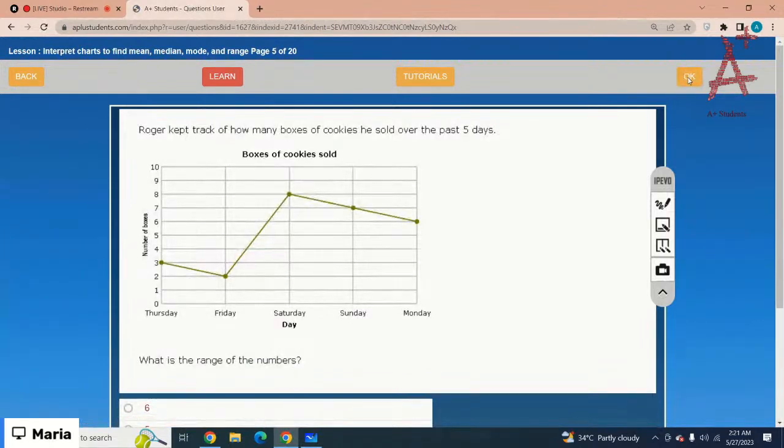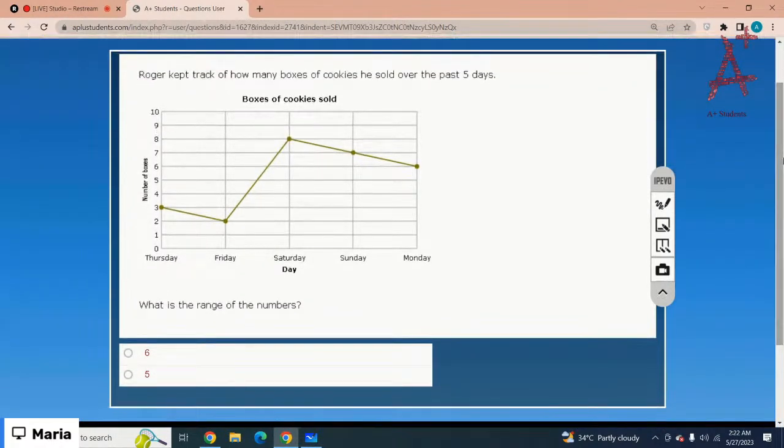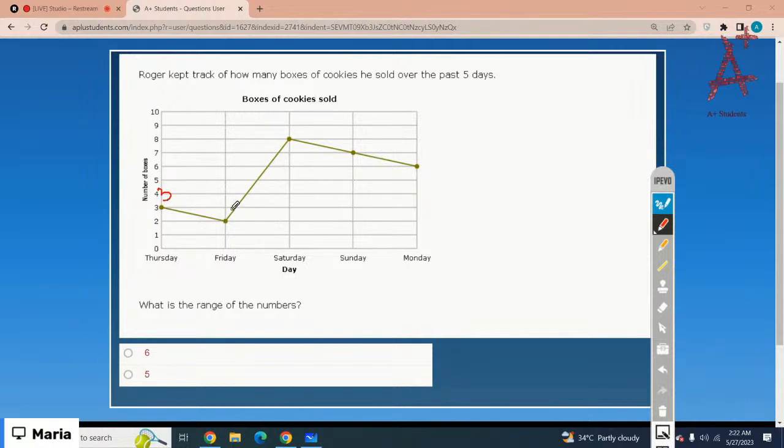Okay, the next one is Roger kept track of how many boxes of cookies he sold over the past 5 days. So which is the correct option? You have to calculate the range of the data actually. So here you have 3, 2, 8, 7, 6. So for the range, what do you have to do? You have to subtract the least number from the greatest one. So which is the correct option?